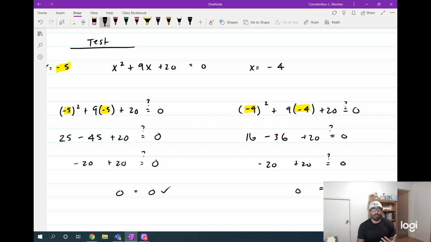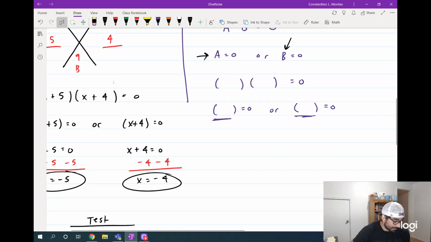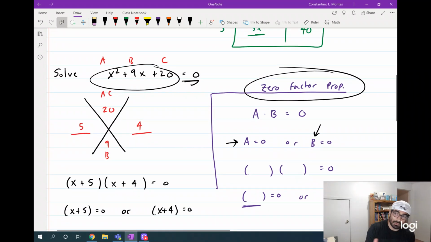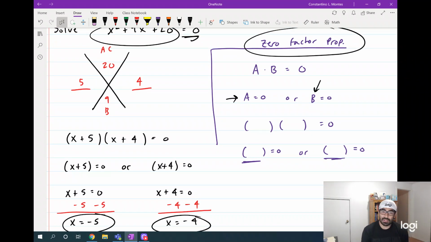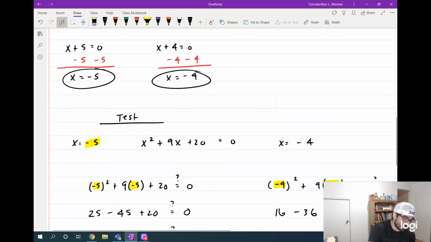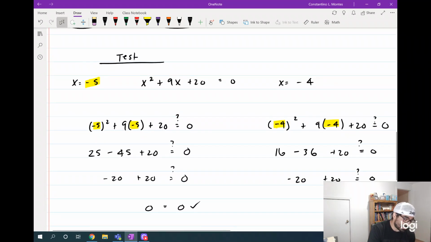Okay, so what did we do here? We solved the equation given to us by using what we call the zero factor property. We factored the quadratic first because it was set equal to 0. After we factored it, we set each one of those factors equal to 0 because one or the other had to be 0. We solved for x and we found our two solutions. Now, if you want to take the extra step and test your solutions to see if they work, you can totally do that.